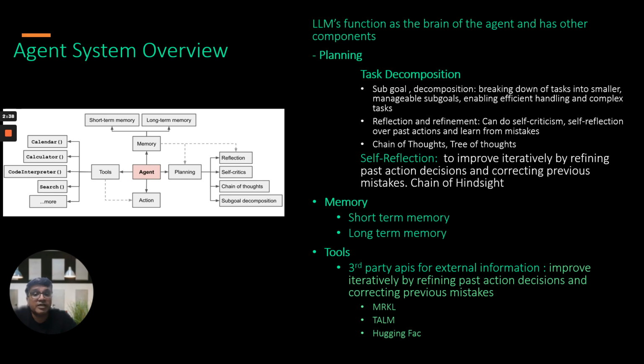Chain of hindsight is an important framework which is going to be of use. In addition to this, the agent also has short term and long term memory. The short term memory generally ends up being a Redis cache or something of that nature. Long term memory is again required. There are a lot of places where we can do plenty of stuff. Now, tools are the third party APIs and external information. There are tools like MRKL, Talm, and Hugging Face, which can be integrated, especially from an integration standpoint.